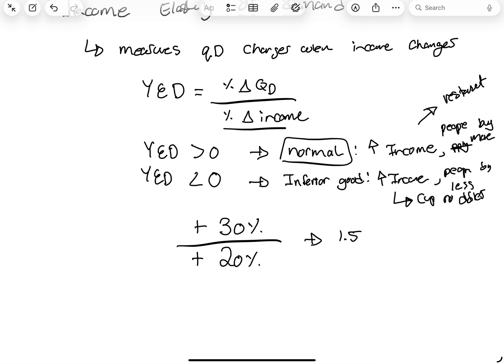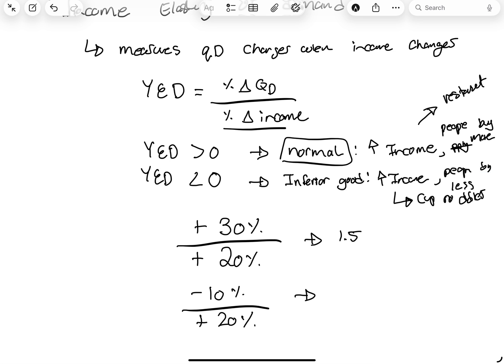If I gave you another example, let's say that as income rises for this family by 20%, their consumption of cup noodles falls by, let's say, 10%.